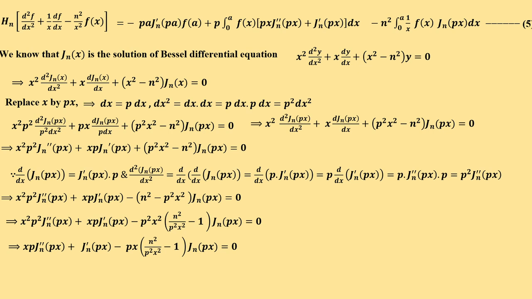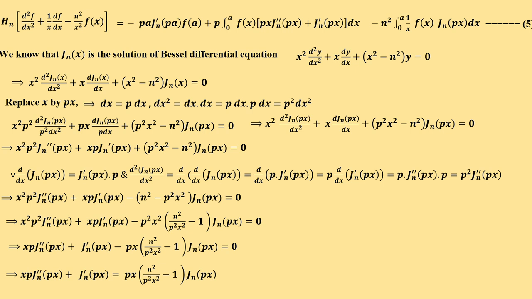This implies xp Jn double dash of px. So xp is common in all the three terms, so xp gets cancelled because the equation is equal to 0. Therefore xp gets cancelled in each term. So remaining you have xp into Jn double dash of px plus Jn dash of px plus, here also xp cancels, remaining minus px x n square by p square x square minus 1 into Jn of px equal to 0.